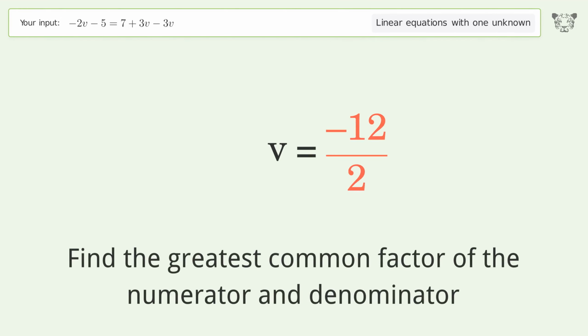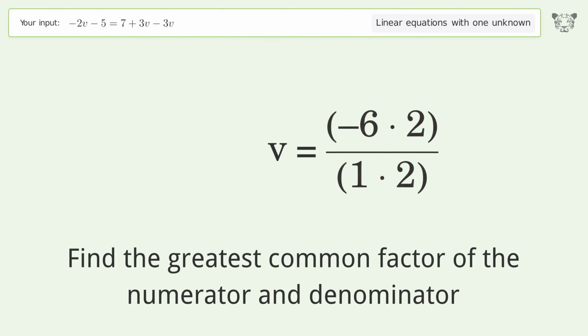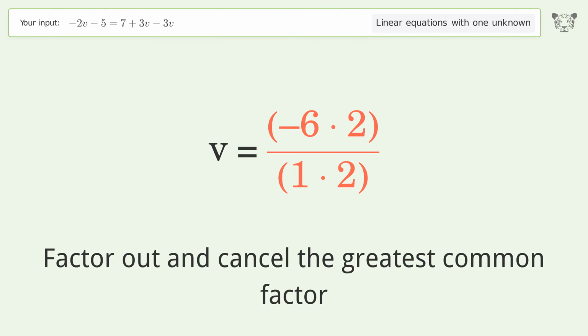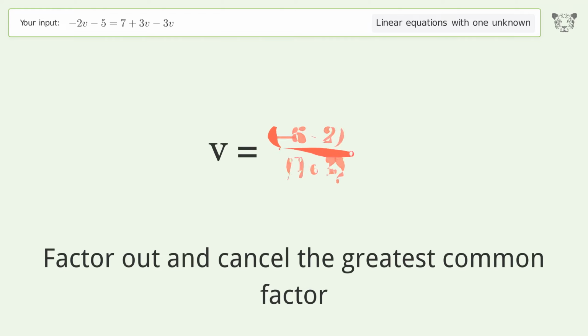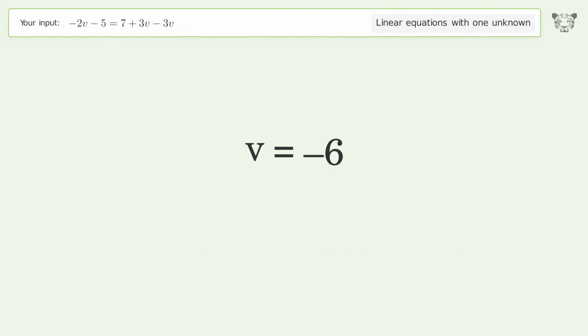Find the greatest common factor of the numerator and denominator. Factor out and cancel the greatest common factor. And so the final result is v equals -6.